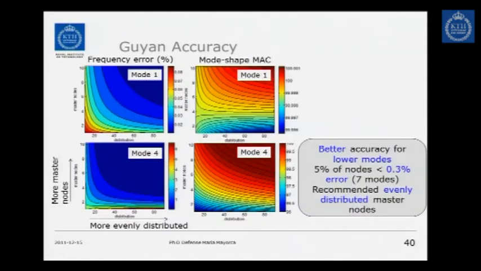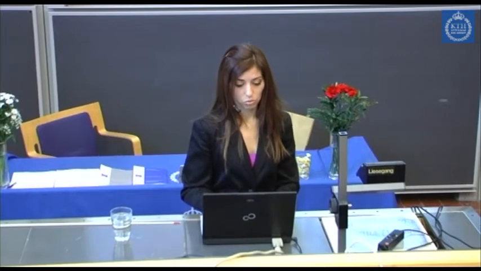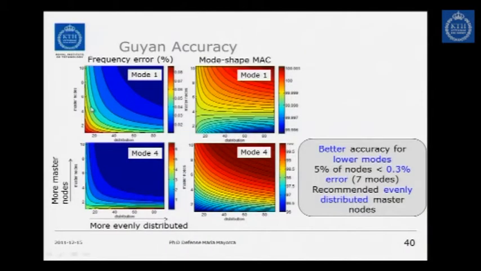So for this, I showed briefly these results. Here you see the frequency error with respect to the full model. In the x-axis, you have the distribution, and in the y-axis, you have the number of master nodes. So what you see is that the blue is the best case, let's say, for mode 1. So it suggests that, of course, if we have a higher number of nodes, we have a better result. But it also says that if you have a highly distributed set of master nodes, it's also very good. So we can say that if we want to have the minimum number of master nodes, maybe here 4%, and have the minimum error, we would have to have it very evenly distributed. So that's what it says.